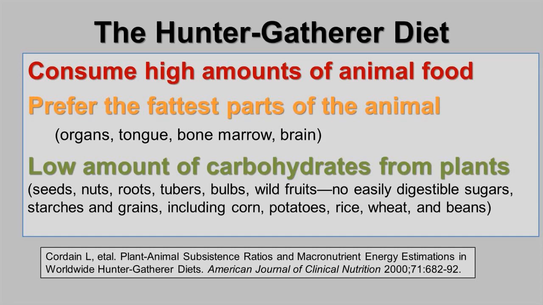They eat virtually all of the fat on the animal, including its organs, tongue, bone marrow, and brain. Other carnivores do the same thing. Lions, for example, will eat the organs and fat of their kill and leave the lean muscle meat for scavengers. Since hunter-gatherers do not engage in agriculture, they have no corn, rice, wheat to eat. They obtain only a low amount of carbohydrates from wild plants, gathering seeds, nuts, roots, tubers, bulbs, and fruits from them.